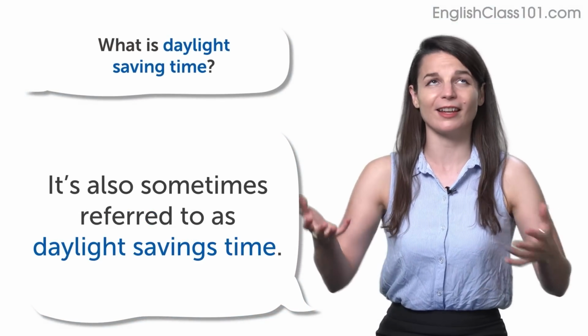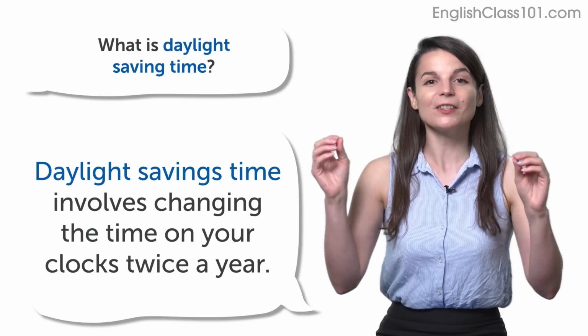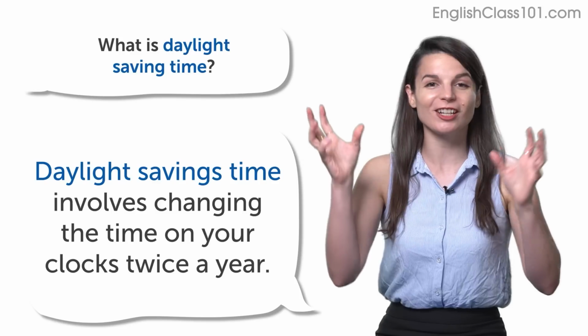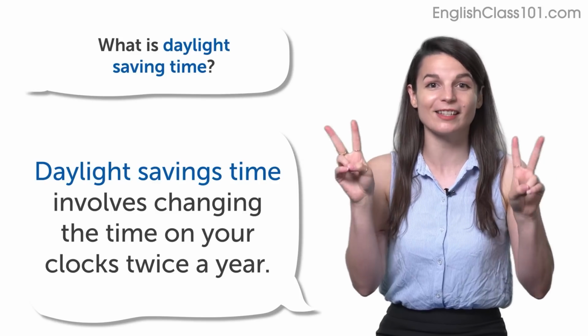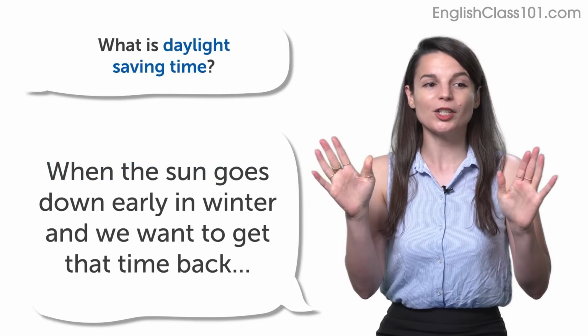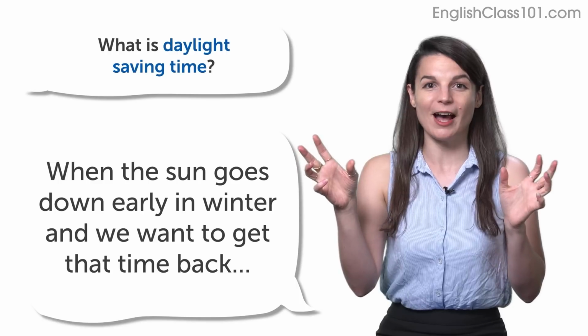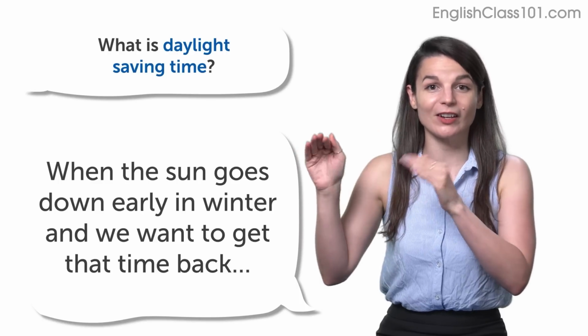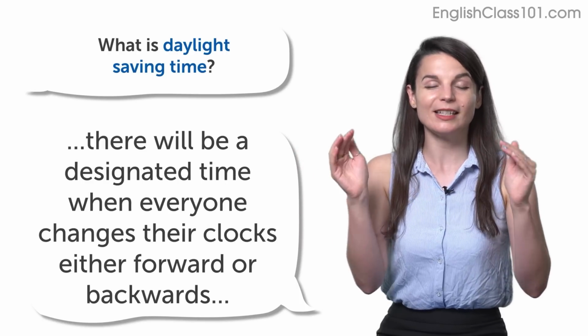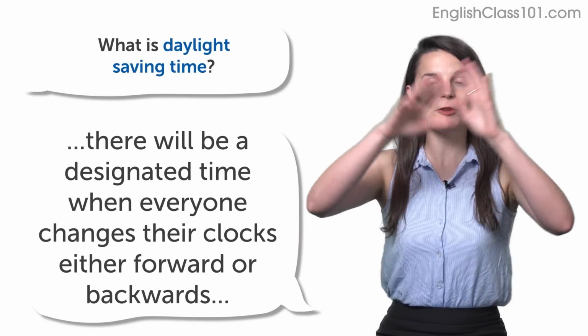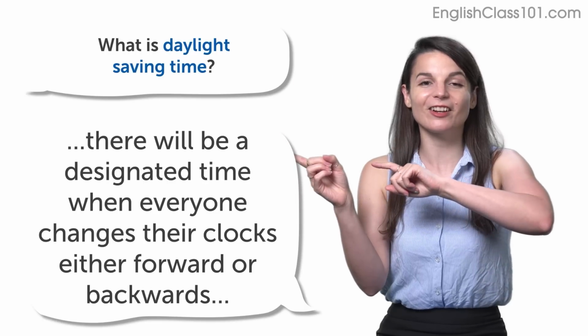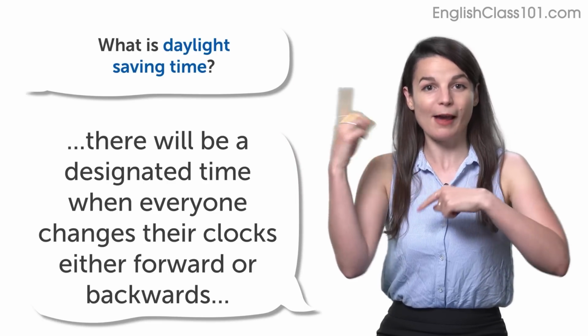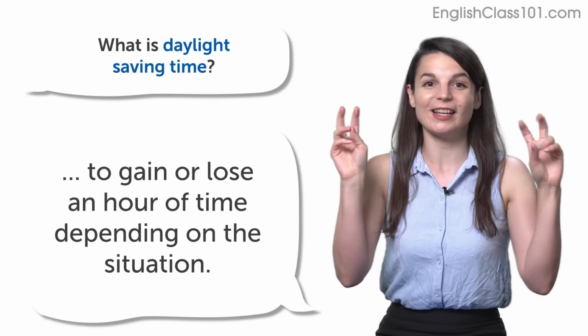You might also hear daylight savings time used, but this refers to changing the times on the clock twice a year. So when we want to gain an hour of time, like when the sun goes down very early in winter, there will be a day each year when everyone in the country has to set their clocks forward or back to gain or lose an hour of time.